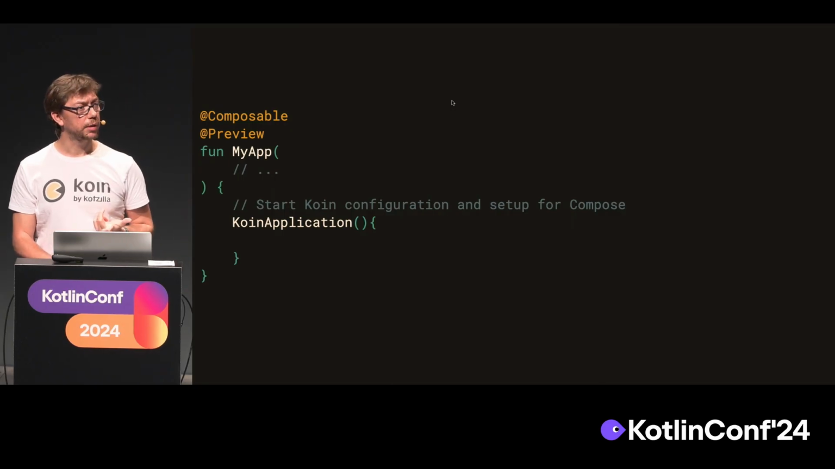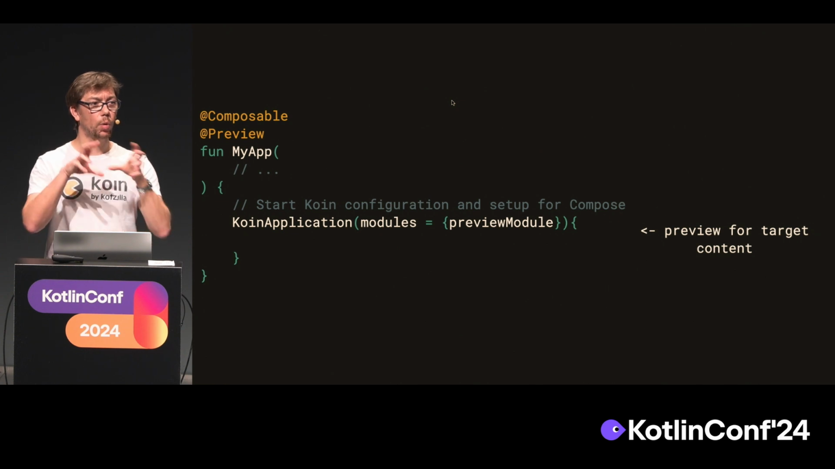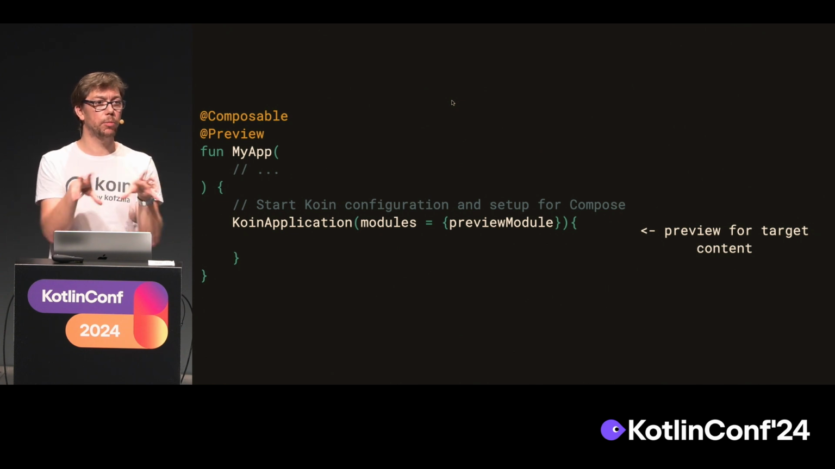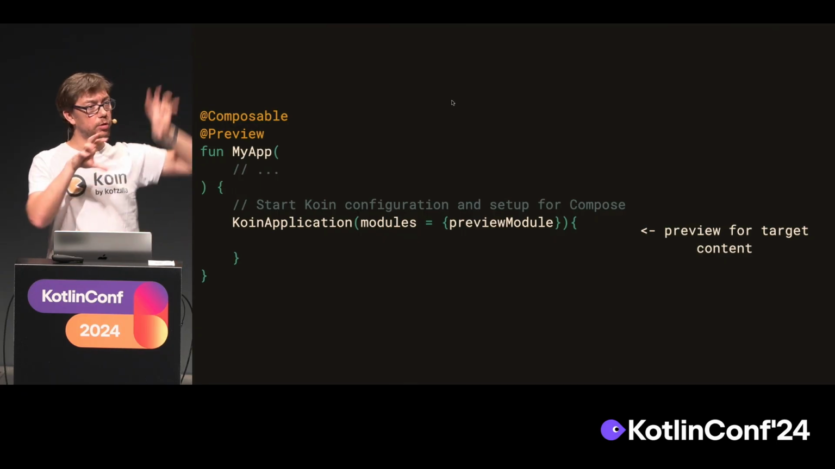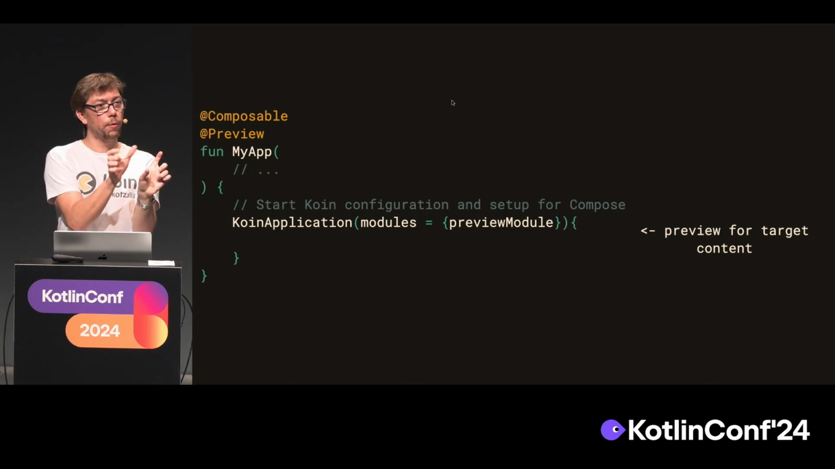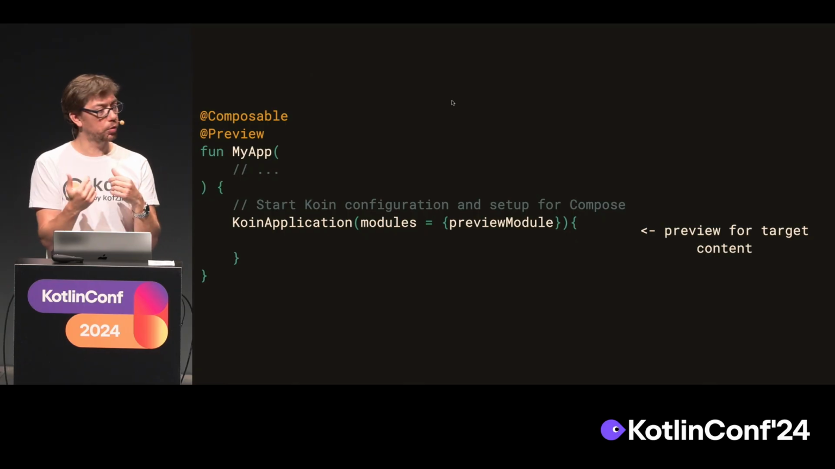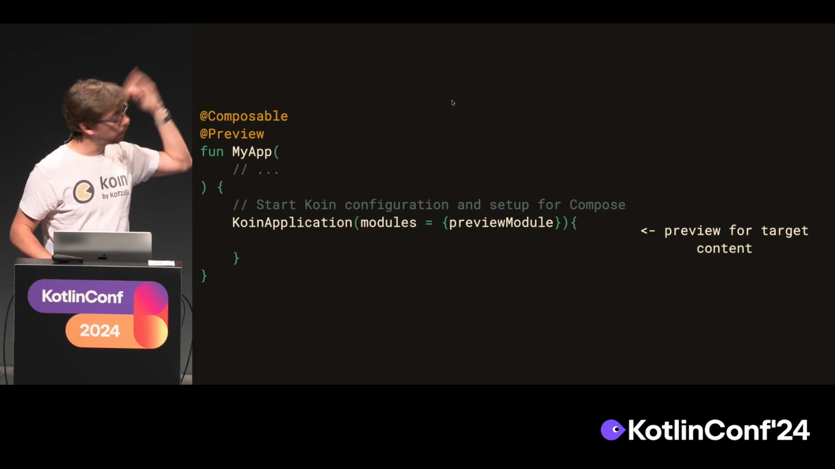KoinApplication can be used for preview features. If you really want to preview some of your composables, some of your widgets, the best way to do that is using a preview module. You don't need to load all your application. Just a module for that, with the configuration that you need, for example for a view model, and then you load that.